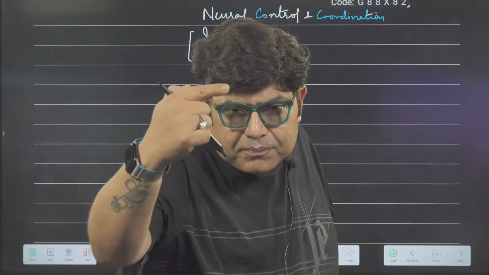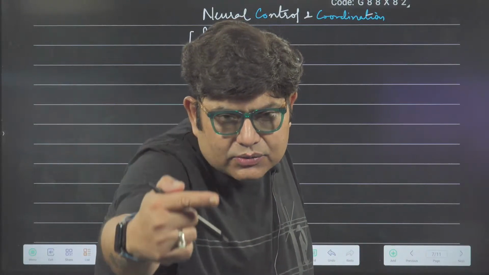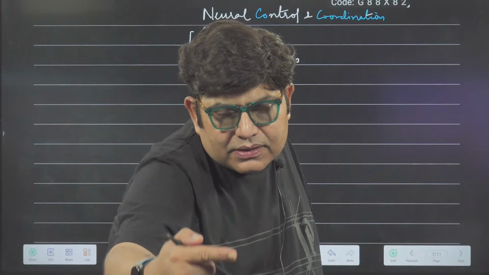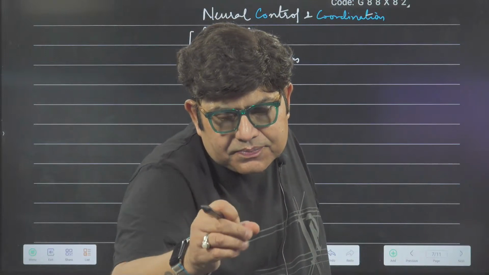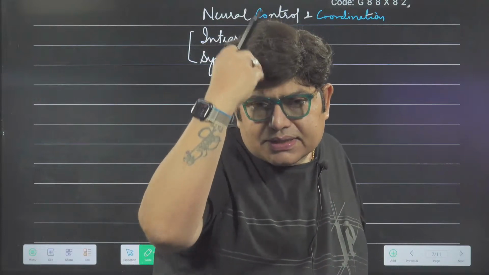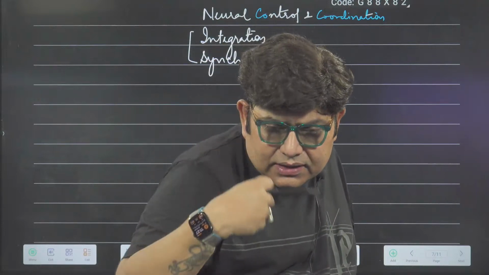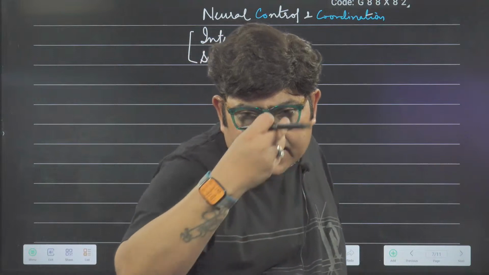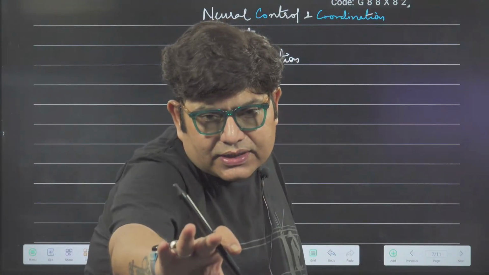So a stimulus, the receptor detects it, then conveys it to the CNS. The CNS integrates it with the efferent signal and the efferent signal goes to the effector.